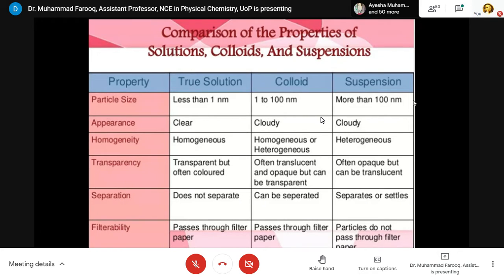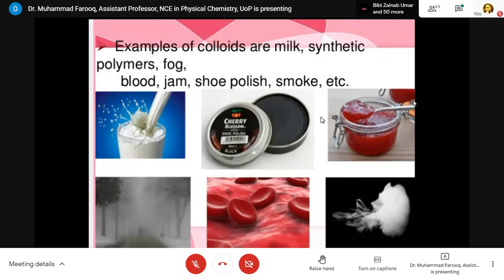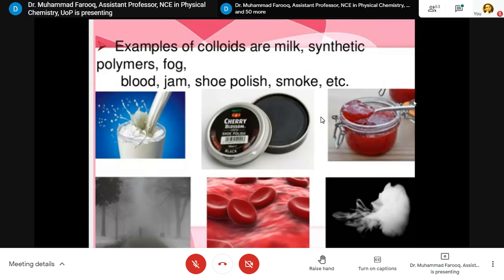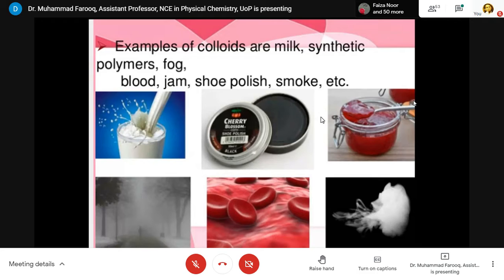You can see the ice cream. These are the examples. Okay, so this is the property. Examples of colloids: blood, jam, shoe polish, smoke, etc. Milk, synthetic polymer, fog, blood, jam. Blood, you can see, the human blood. If you centrifuge it, it will automatically get separated. So these are the examples of colloids: milk, synthetic polymer, blood, jam, shoe polish, smoke, etc. Is this clear or not?